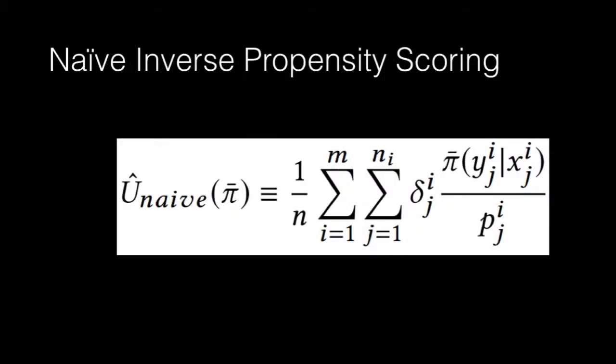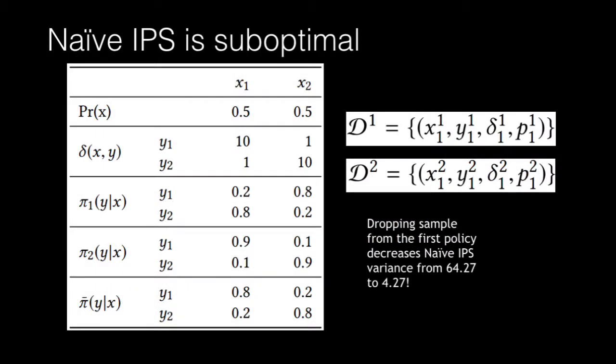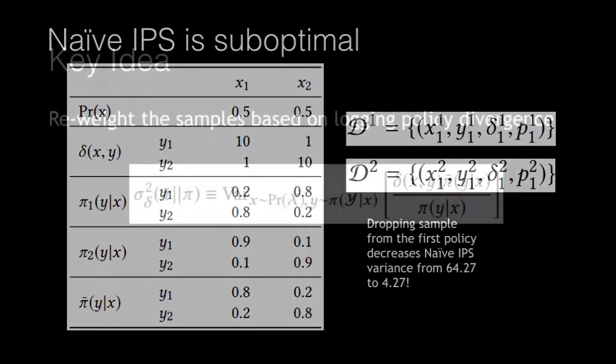We found that the standard technique of inverse propensity scoring to adjust for the mismatch between the logging policies and the target policy π bar can be highly suboptimal. In fact, as seen in this toy example, if the logging policies are sufficiently different, then dropping log data from some of the loggers can actually reduce the variance of the Naïve IPS estimator.